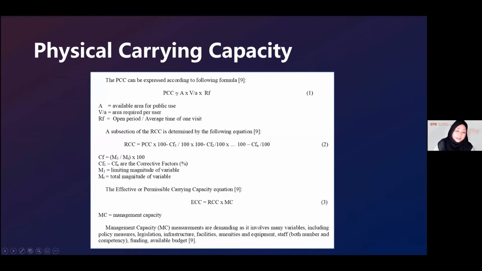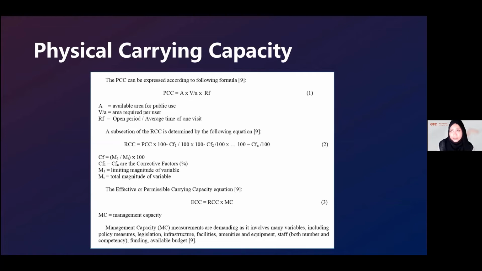All right, this is the calculation or the measurement. The PCC, physical carrying capacity, can be expressed according to this formula. We need to have the area. We can calculate it using GIS software. We calculate the area that can be accessed by the visitors. Then we multiply it by the area required per user.